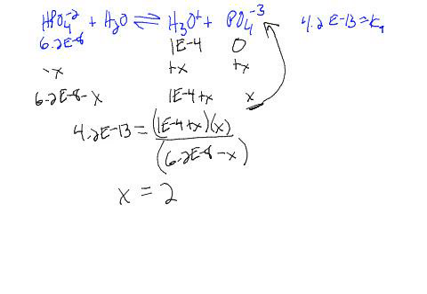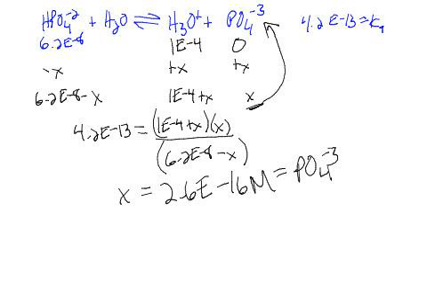I got 2.6 e negative 16. I hope that's right, molar. And that would be the concentration of phosphate only. Again, yes, it's true that this is added to your acid amount, but if you're adding 10 to the negative 16th when you already have 1 e negative 4, you're not adding anything significant. Let's move along.